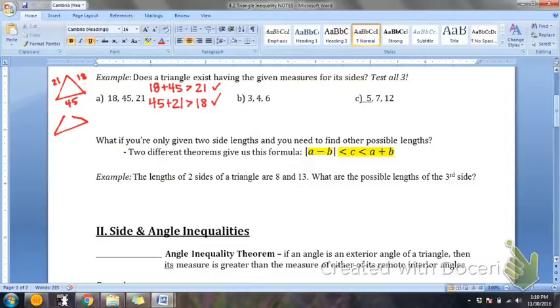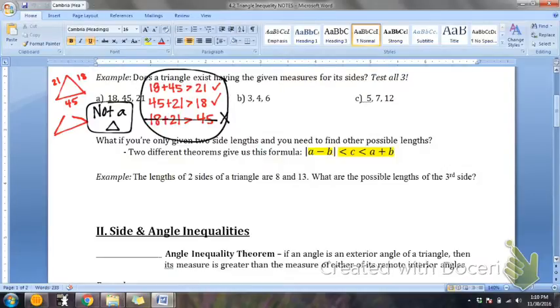Then the other two sides that we need to add together, 18 plus 21, is that greater than 45? No. Well, 18 plus 21 is 39. Is 39 greater than 45? No. It's not a triangle. It is not a triangle because this one does not work. We're going to put an X by it, and then I'm going to say specifically, not a triangle. And if it says explain, then this work right here where you're testing all three is your explanation. Okay?